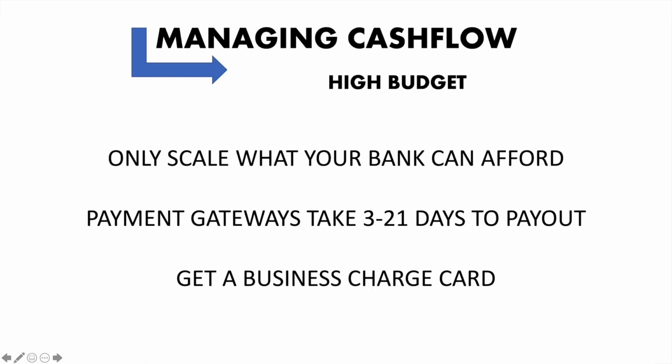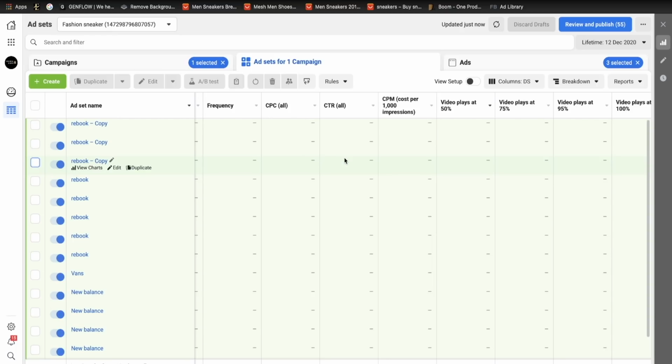So this is really important now, guys, because we're starting to get into the scaling methods. You only want to scale what your bank can afford. So if you can't afford to scale, don't scale, just wait. Your payment gateways, like I said, can take between 3 and 21 days to pay you. So you just got to really take that into consideration.